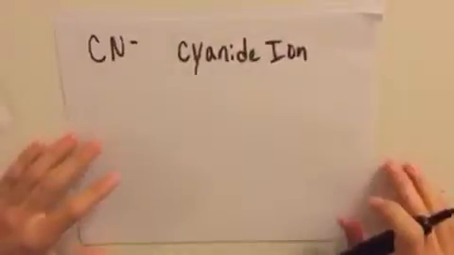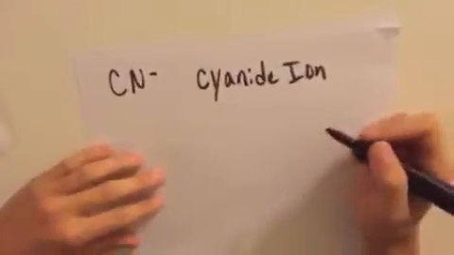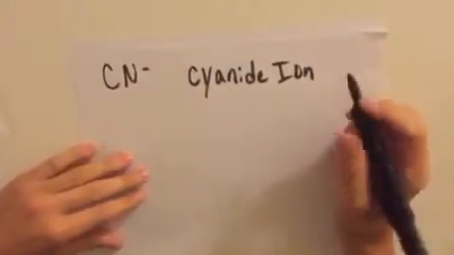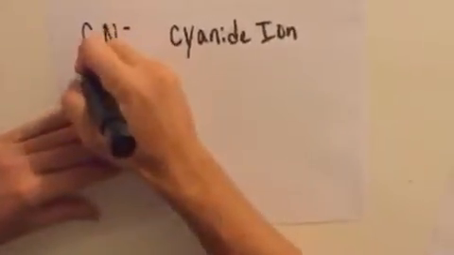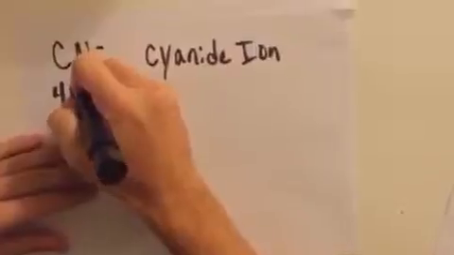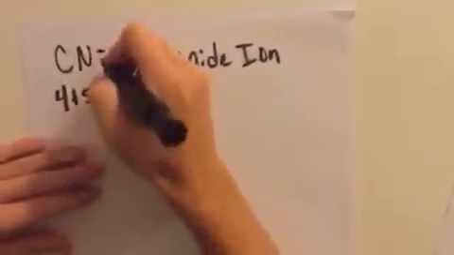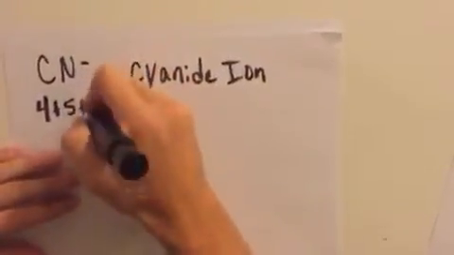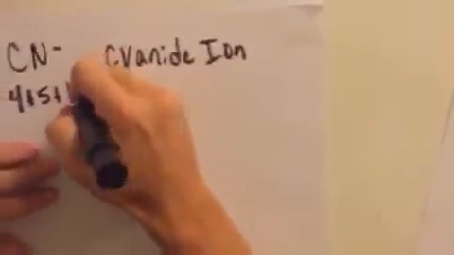The next ion is the cyanide ion. So first, we start by counting the valence electrons. Carbon has 4, plus nitrogen, which is 5, and we also have the negative, which adds an electron, so plus 1. That comes out to 10 altogether.